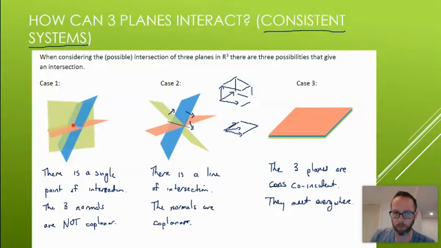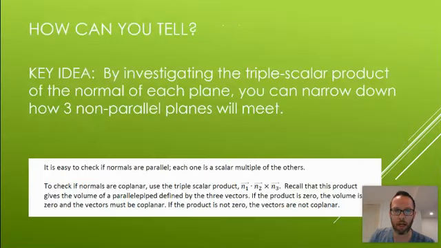So we're just going to talk about that right now. The big idea, hopefully you've got this, is that you investigate the normals and it tells you how the planes are going to meet, or at least it narrows it down. So the triple scalar product can narrow down how 3 non-parallel planes would meet. Obviously, it's easy to check if normals are parallel for those other cases. And remember, the triple scalar product is the following.